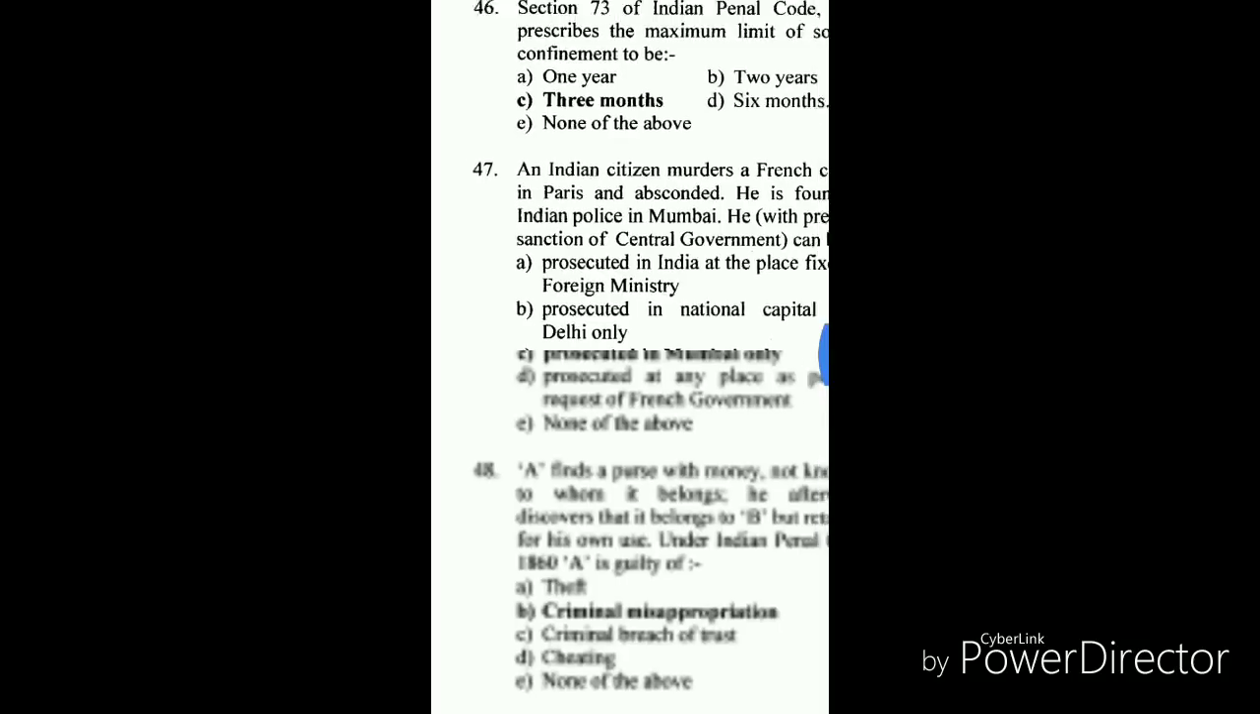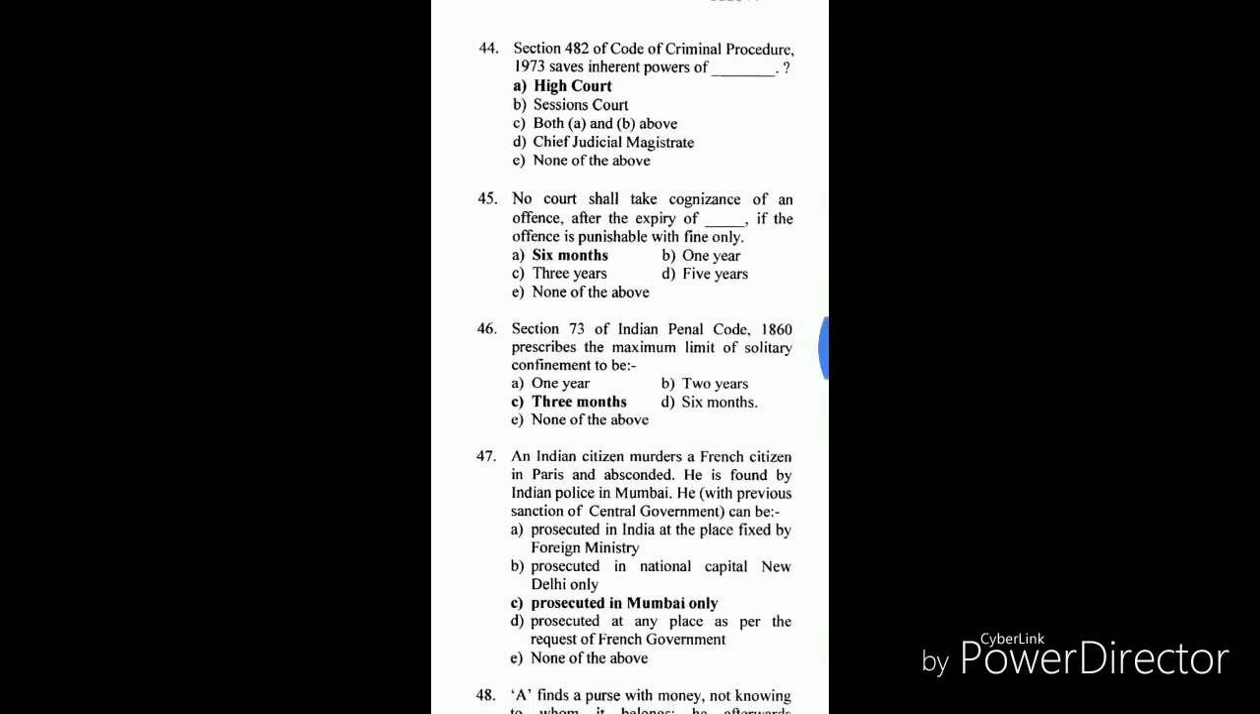Now we move to section number 44. Section 48 of the Code of Criminal Procedure. The inherent powers in the Code of Criminal Procedure are given to the High Court under 482. It is not available to the trial court or first appellate court. It is directly to the High Court.